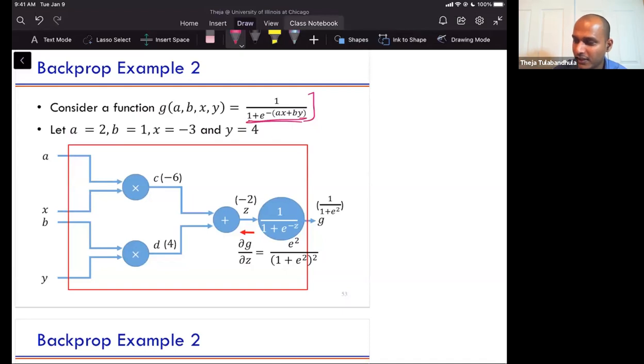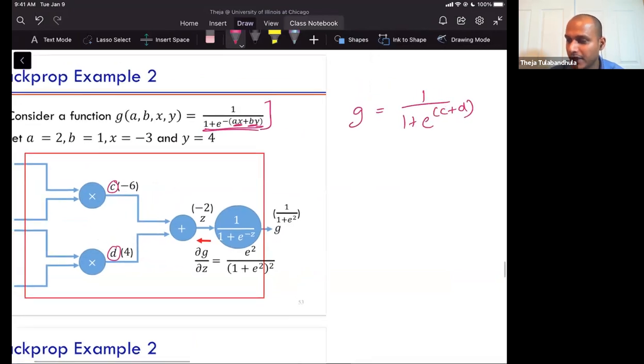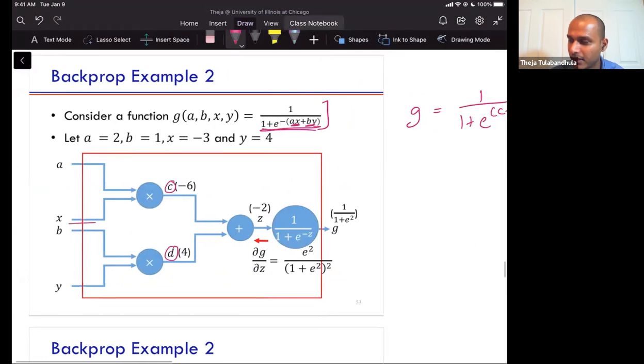The first node is just a multiplication. So I'm just saying that, let me call a times x an intermediate output c. I also call b times y an intermediate output d. Remember, there's an a times x here and a b times y here. In particular, what I'm saying is g is equal to 1 by 1 plus e to the power c plus d. Essentially, that's what I said. Where c is equal to a times x, that's this part, and d is equal to b times y.